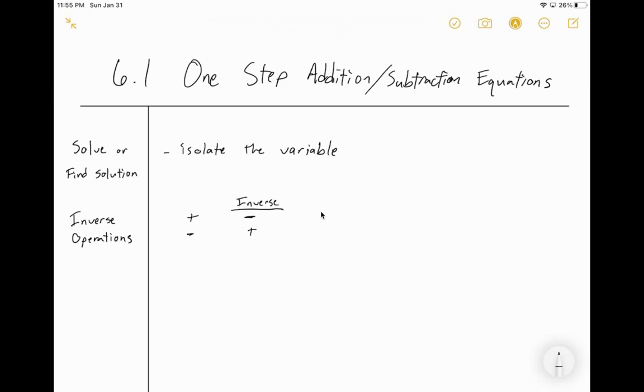Basically, it's whatever undoes the certain thing. So if you were to add 5, the inverse would be to subtract 5, right? If you were to subtract 10, the inverse would be to add 10. Same thing with multiplication. The inverse is division. And for division, the inverse is multiplication. So they're just opposites. They undo each other.